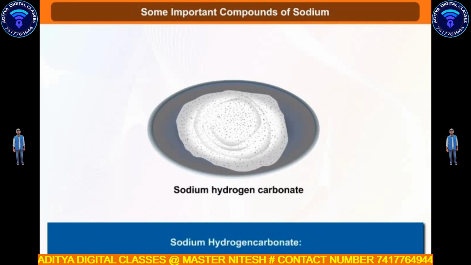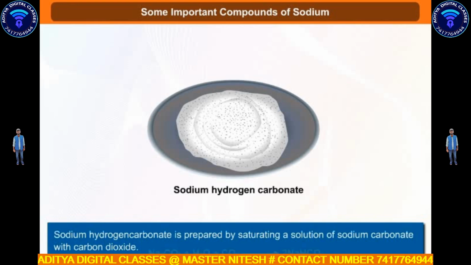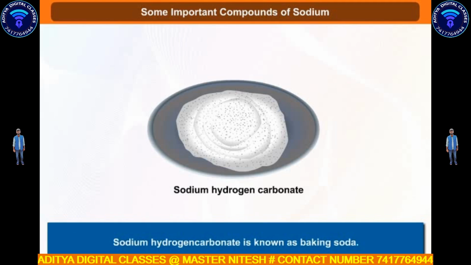Sodium hydrogen carbonate. Molecular formula is NaHCO3. Preparation. Sodium hydrogen carbonate is prepared by saturating a solution of sodium carbonate with carbon dioxide. Sodium hydrogen carbonate is known as baking soda. It is a mild antiseptic for skin infection. It is used in fire extinguisher.